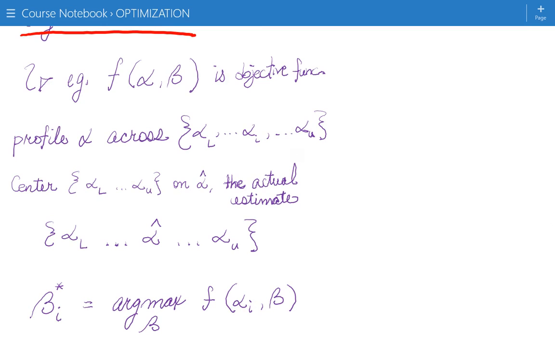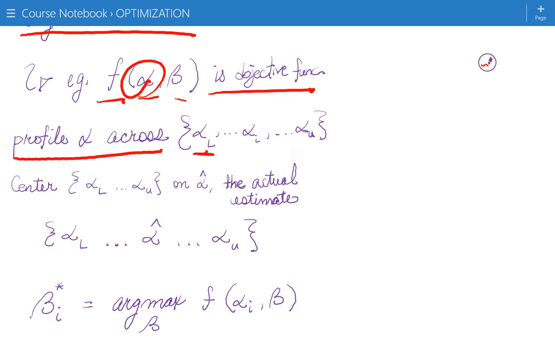So in order to do this, let's say that f is our objective function. It has two parameters in it, and we want to profile across this particular parameter. That means that we want to have some values for that parameter and make it vary. So we're going to vary alpha here, from some lower value all the way up to some upper value. Typically, we will center it on the estimated values so that we will have some range of values here from alpha L to alpha U centered on our estimate.